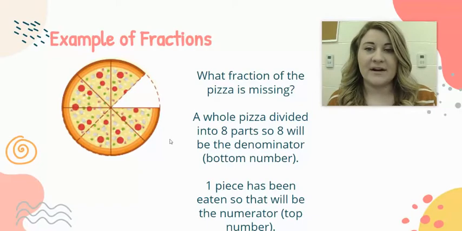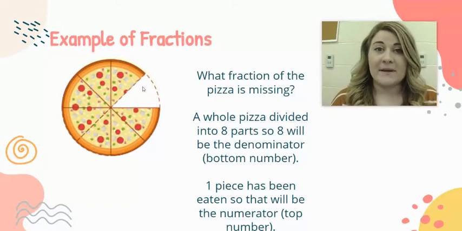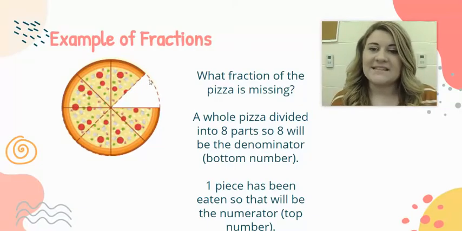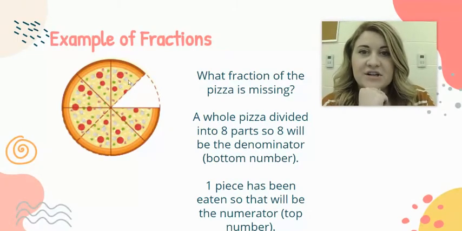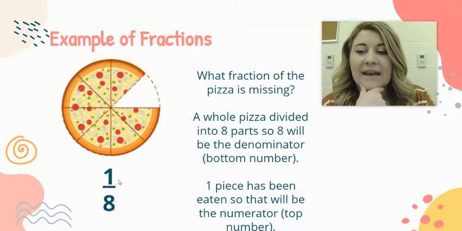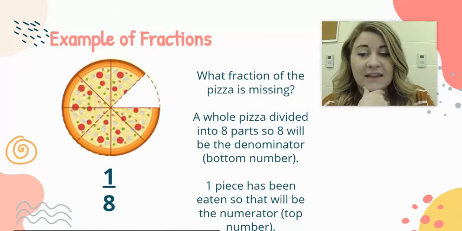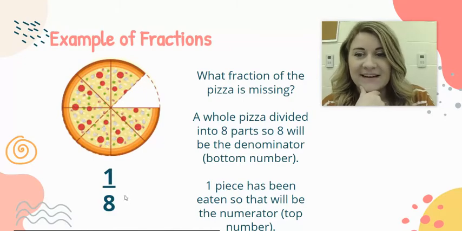Our top number is going to be the part of the pizza that is missing. How many slices are missing here? Yeah, only 1 slice is missing. So our fraction here to show how much is missing is going to be 1/8. 1/8 of the pizza is missing, okay?